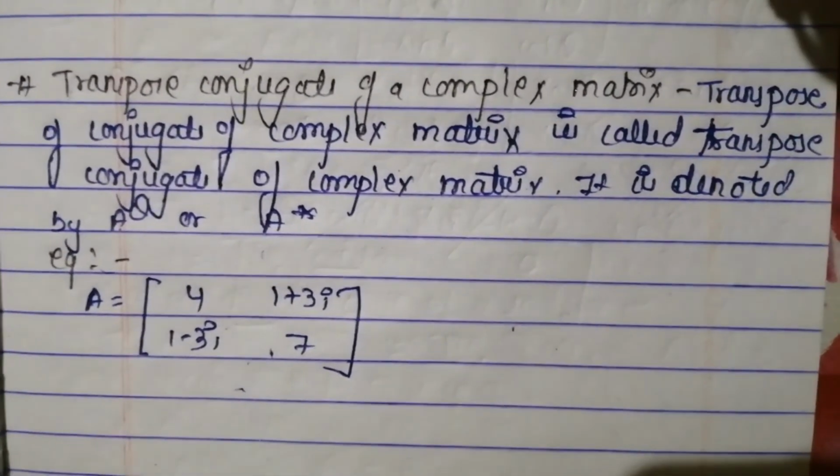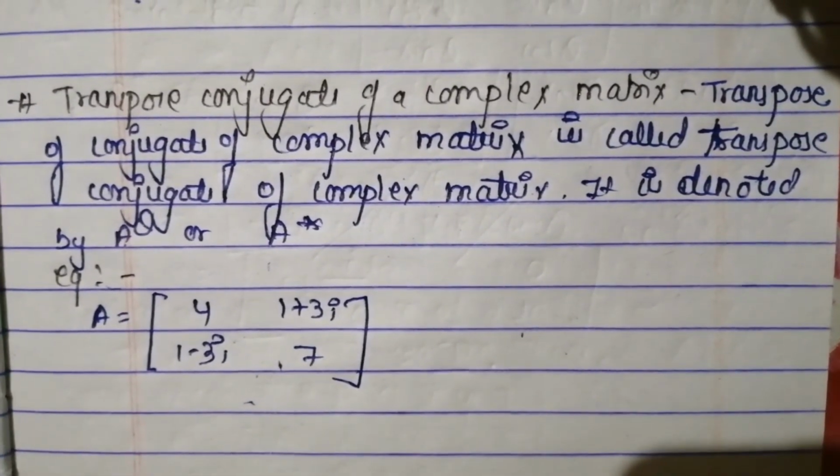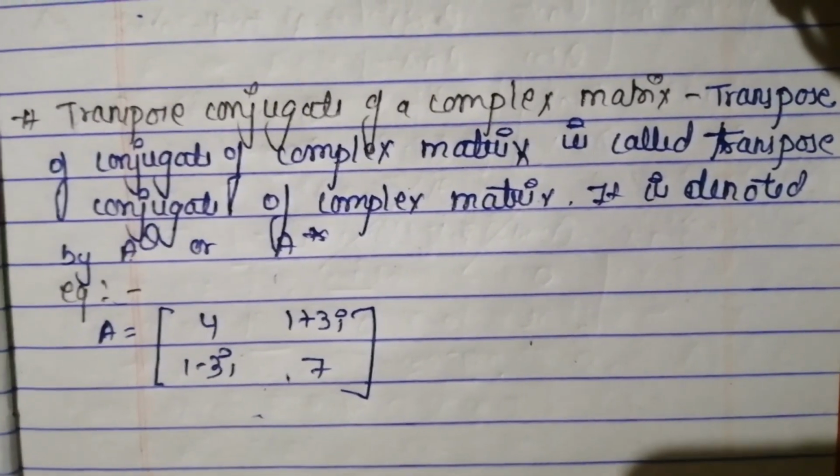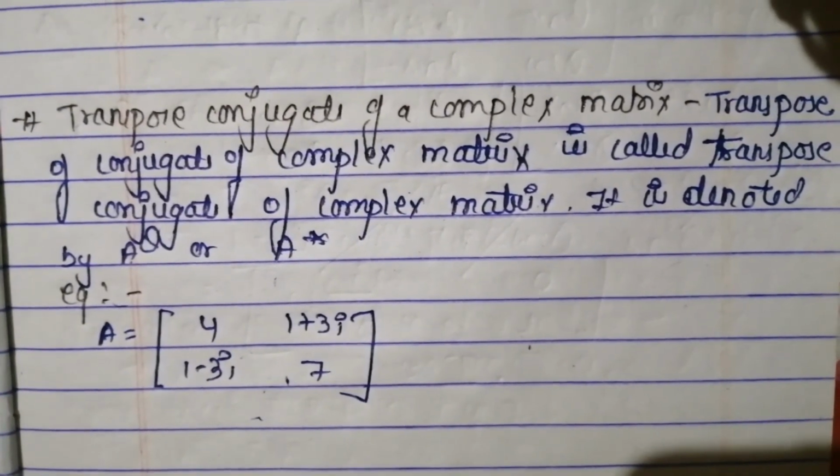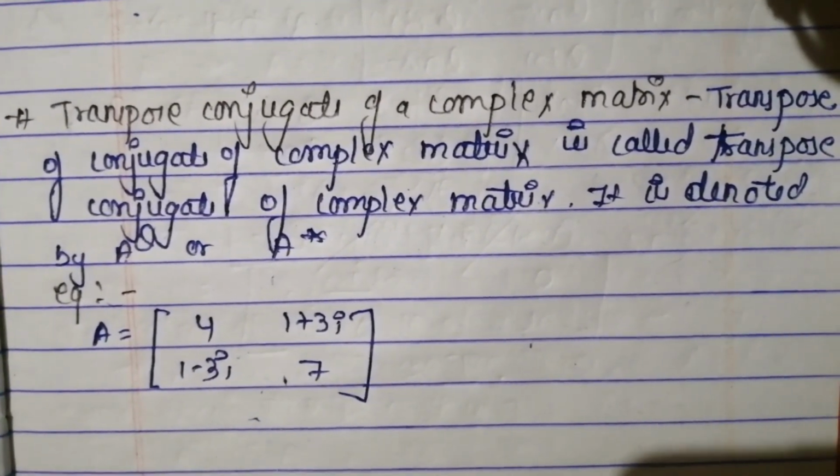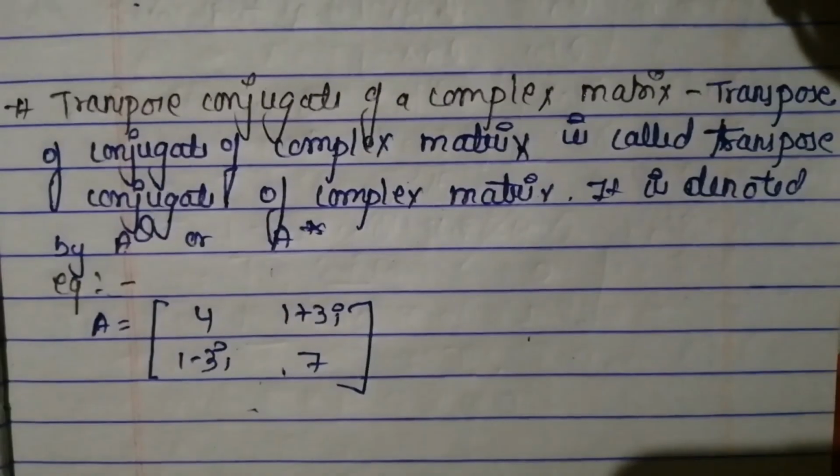Our next topic is the transpose conjugate of a complex matrix. So what is the transpose conjugate of a complex matrix? The transpose of the conjugate of a complex matrix is known as the transpose conjugate of a complex matrix, and it is denoted by A theta or A star.